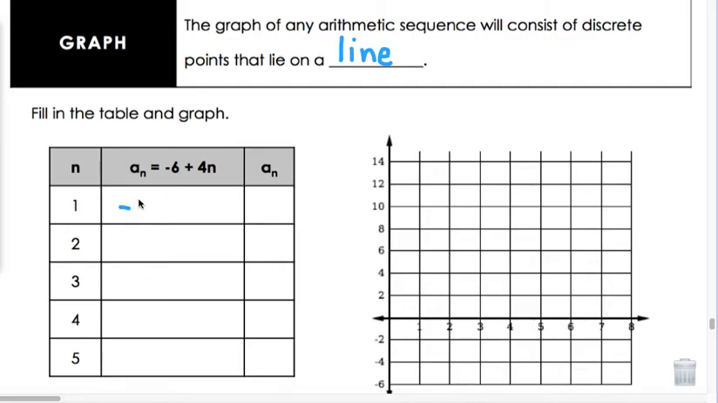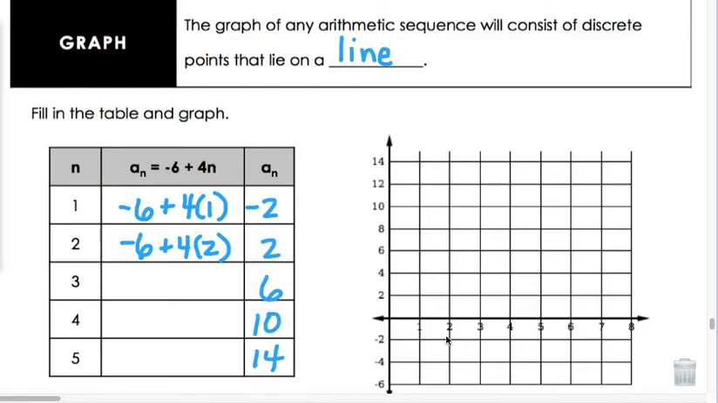So I have negative 6 plus 4 times 1, right, my term number, which will give me negative 2. And as you fill that in, I'll do the next one and then I'll fill it in for you to save a little time here. Term number 2, I get 2. And these will turn out to be 6, 10, and 14. And you can plot these points and then sketch your line.